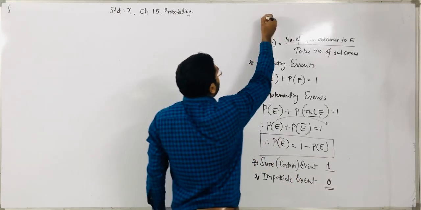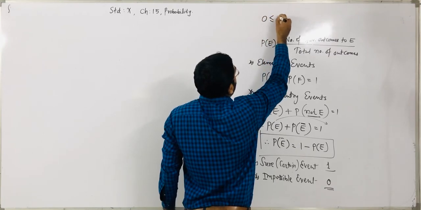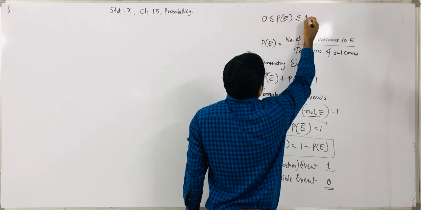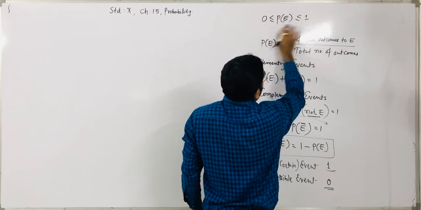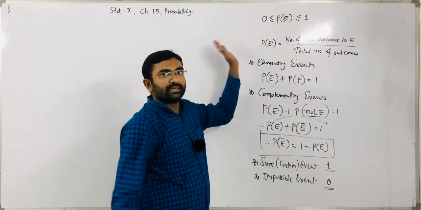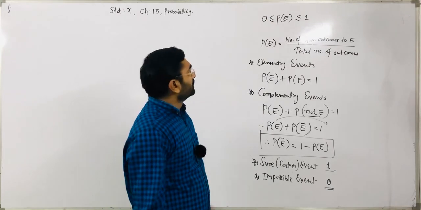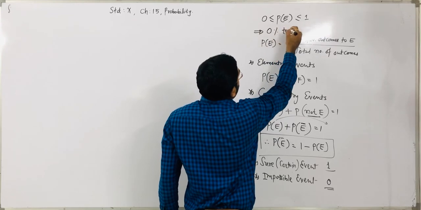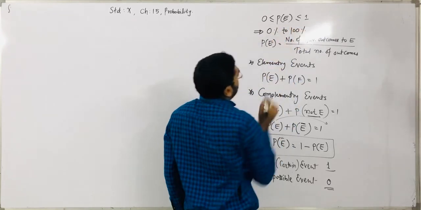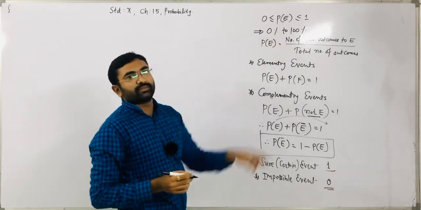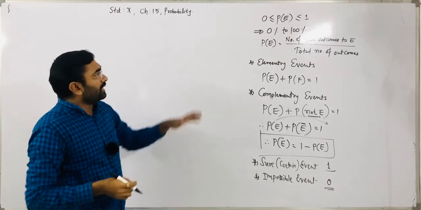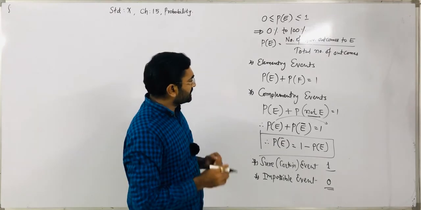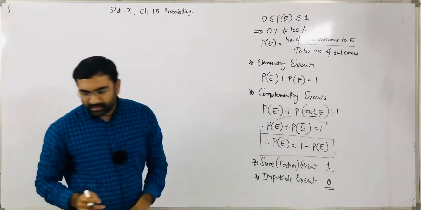Then we defined that the probability of any event lies from 0 to 1, so its value is in between. In percentage, any event's probability lies between 0% and 100%. And the probability of any event is never negative. So we discussed that in our previous period.